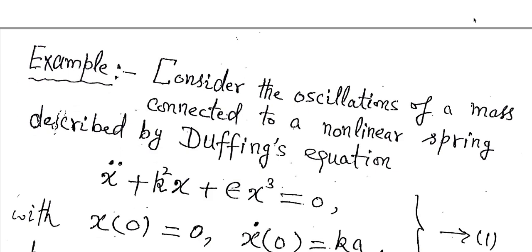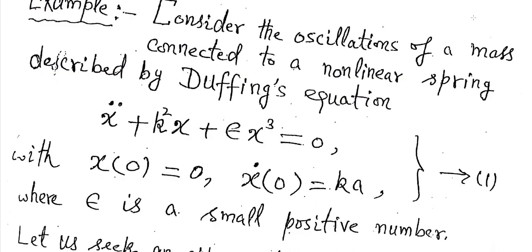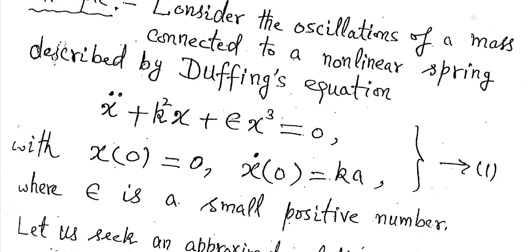We are solving this example, which is the oscillation of a mass connected to a nonlinear spring, and this phenomenon was described by the Duffing equation x double dot plus k square x plus epsilon x cube equal to 0, and we have two initial conditions: x of 0 is 0 and x dot of 0 is ka, where epsilon is a small positive number.